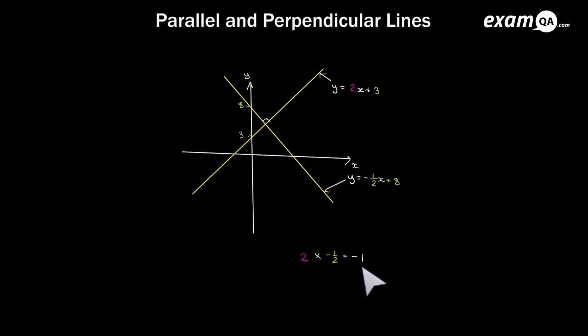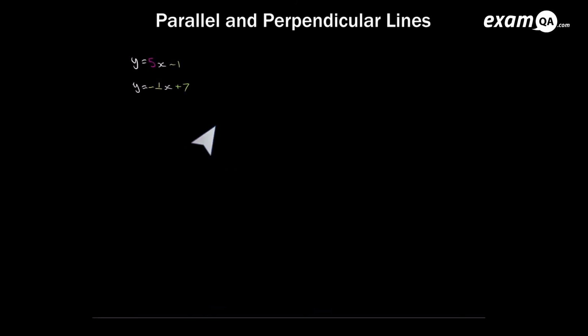So let's look at a few lines which are perpendicular. Let's look at these two equations. Are these two lines perpendicular? So we're going to check by multiplying their gradients. And we do get that -1 we're looking for. So indeed, these lines are perpendicular.